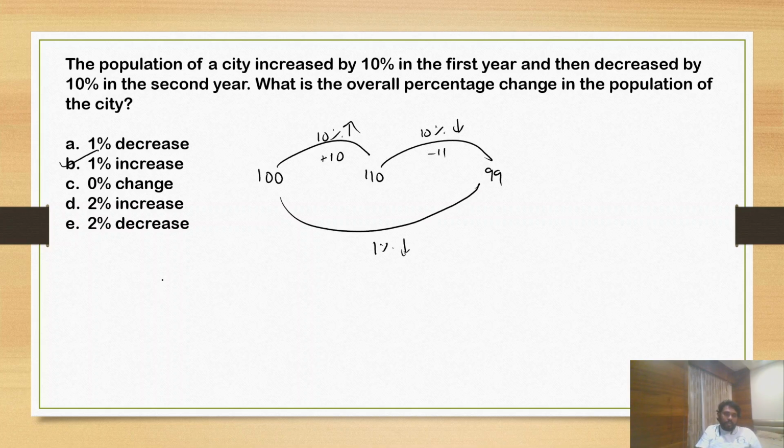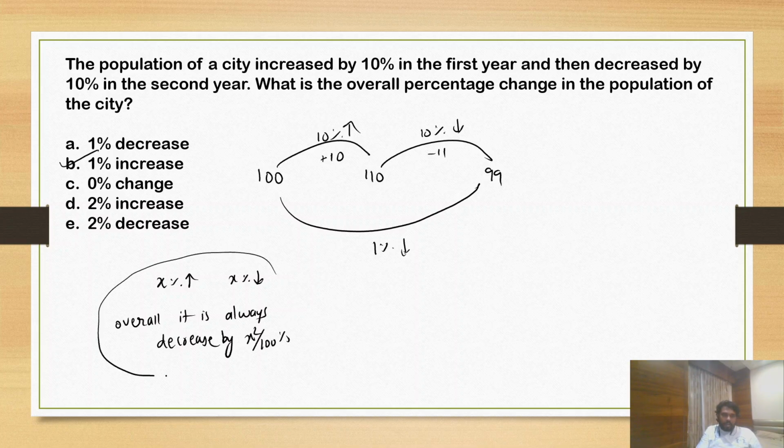You can observe like this. Let's say there is an X% increase and then an X% decrease. Overall it is always a decrease of X square by 100 percent. So for a 10% increase and 10% decrease, it is always a decrease of 10 square by 100, which is 1%. If it is 20 and 20, 20 square by 100, a 4% decrease.